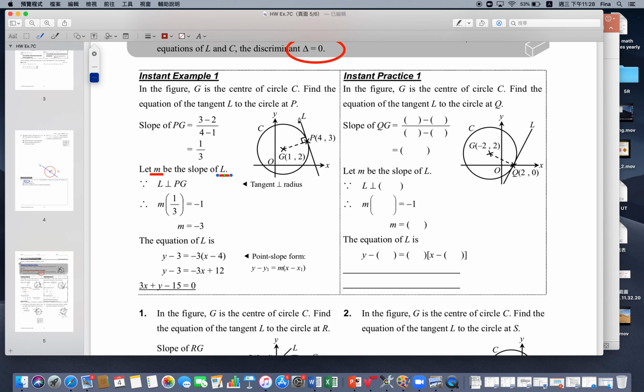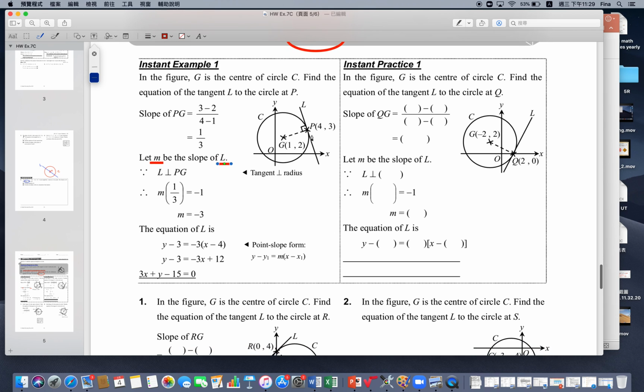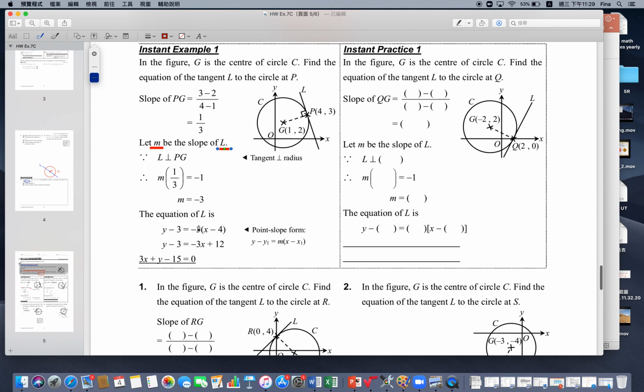After I get the slope of L and the point P, because the intersecting point of the line L and the circle is the point P (4, 3), I have the slope and a point, so I can form the equation of the straight line, I mean the equation of tangent L, by using the point slope form.